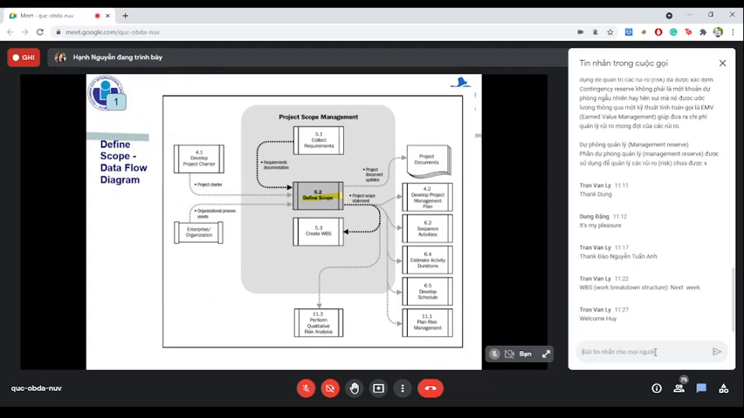After that, we should define scope. Define scope is the process of developing a detailed description of the project and product. As you can see, the inputs are the project charter, requirements documentation, and the last one is the organizational process assets. The outputs are the project scope statement and the project document updates.